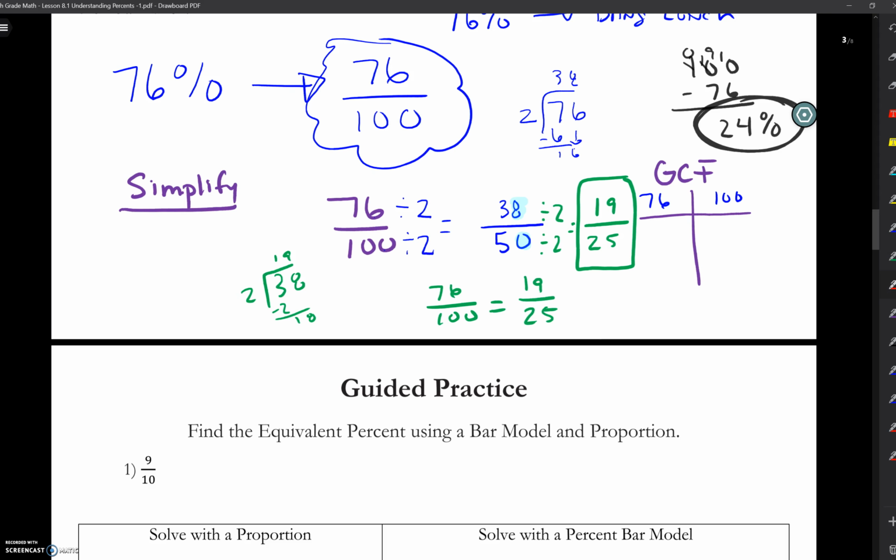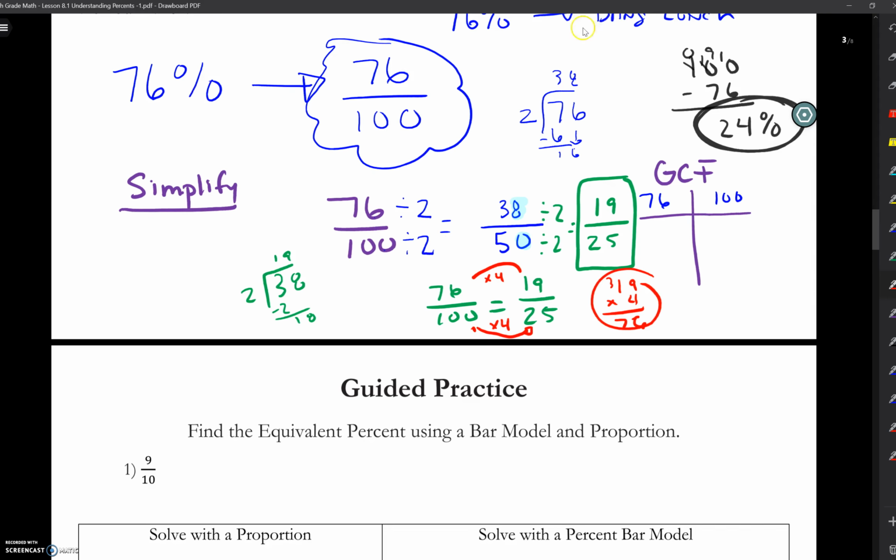How do I check that? Well, let's see. How do I go from 25 to 100? I multiply by 4, and 19 times 4 should equal 76. So 19 times 4 is 76, and we're correct.